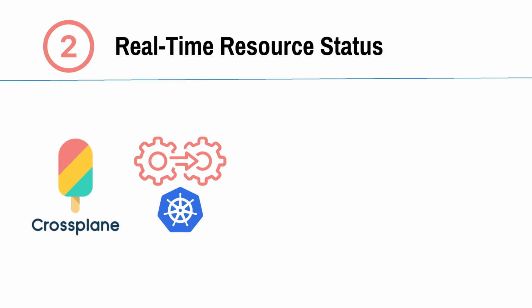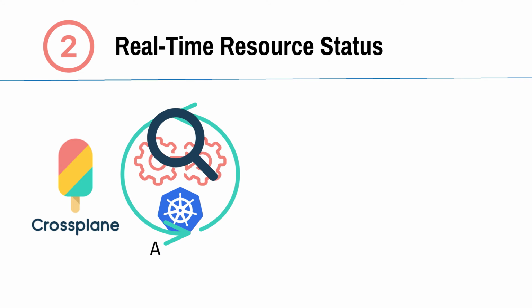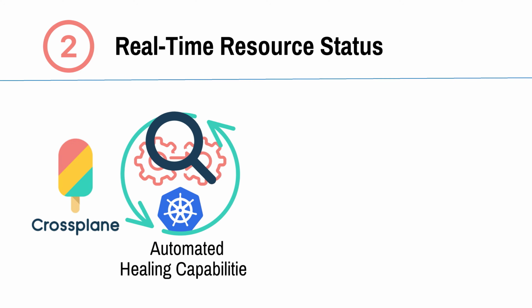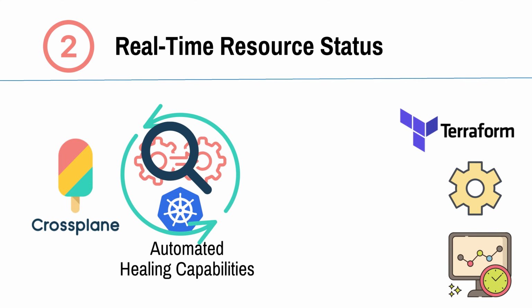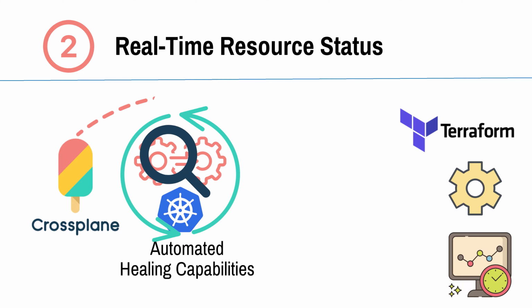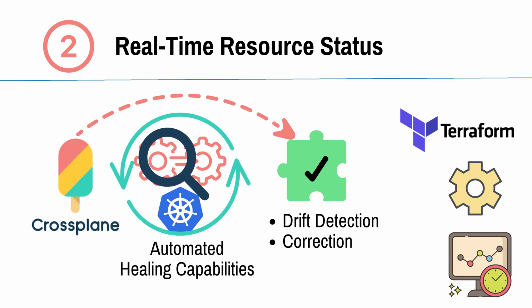The second advantage is real-time resource status. Crossplane integrates seamlessly with Kubernetes control loop, enabling real-time monitoring and automated healing capabilities. Terraform needs separate tooling to achieve something similar, as it does not natively provide real-time state management. So Crossplane solves the problem of drift detection and correction.